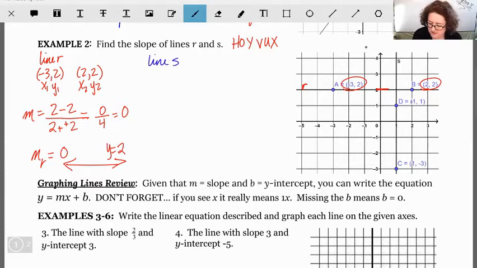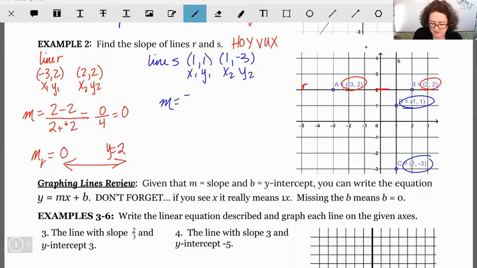Line S, again, our 2 points, we have points D and C. So we have (1, 1) and (1, -3). Label your values and plug in your formula. So y2 is -3 minus y1, over x2 minus x1.